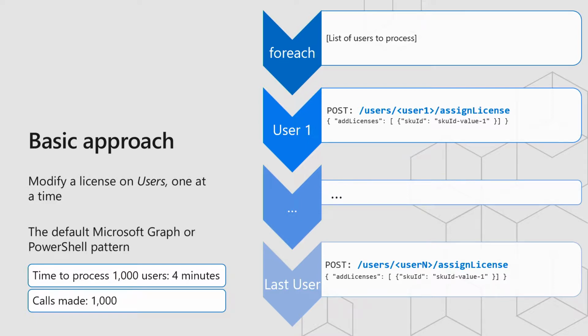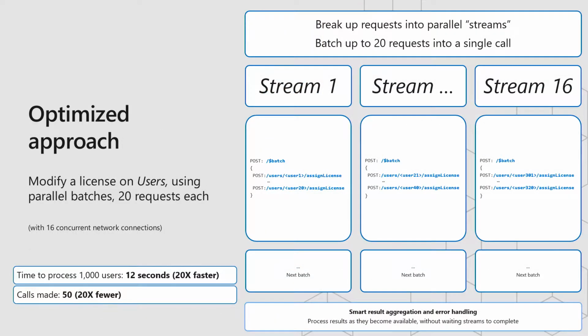Extremely slow. These are tiny requests, but doing them one user at a time results in 1,000 calls and 4 minutes to process 1,000 users. You're probably familiar with that. Again, what can we do about that? We can still use parallelization that we discussed before, but we can use this feature in Graph called batching.